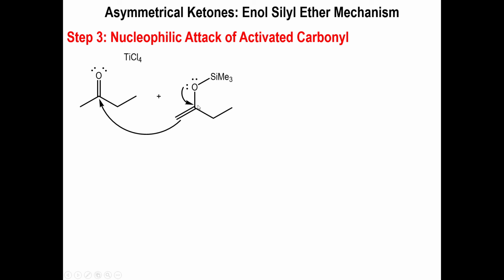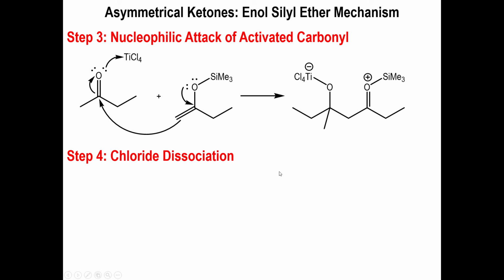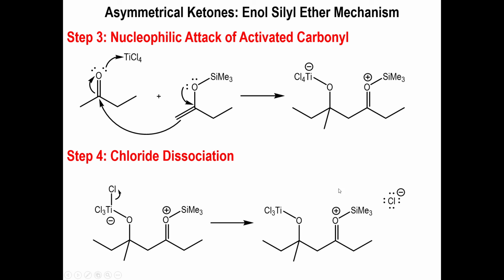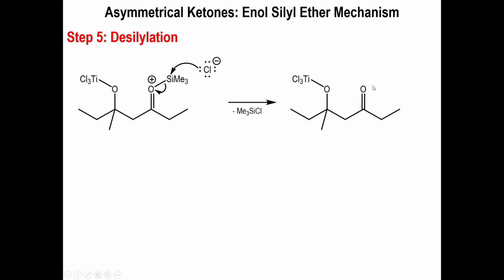The pi bond of the alkene portion attacks the carbonyl carbon of the ketone, and that ketone itself is being activated by attaching to titanium 4 chloride. So you form this type of complex initially. And what happens now is that a chloride comes off from your titanium, and then that chloride ultimately attacks the silicon on the opposite carbonyl and has electrons come back to the carbonyl to give you your free carbonyl portion right here. And then at this point, you basically have an alkoxide that is associated with a metal.